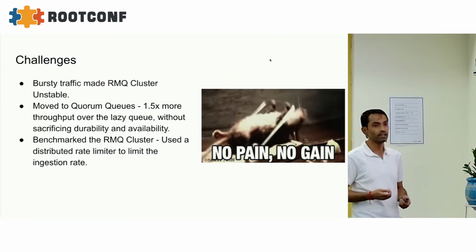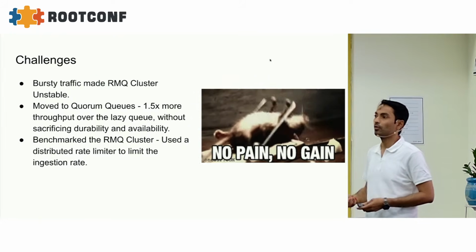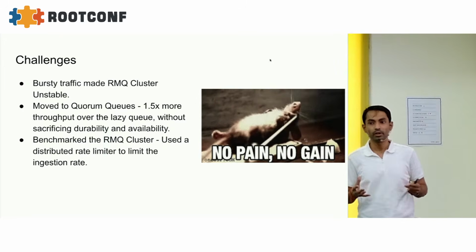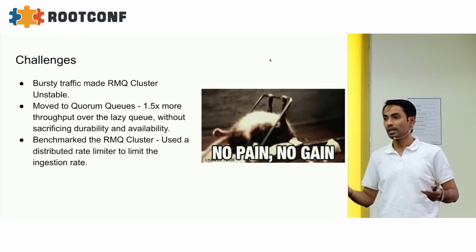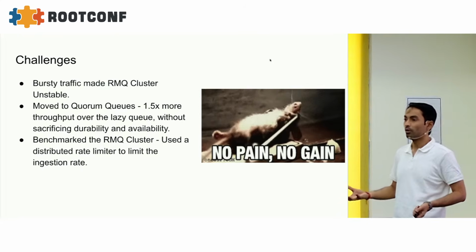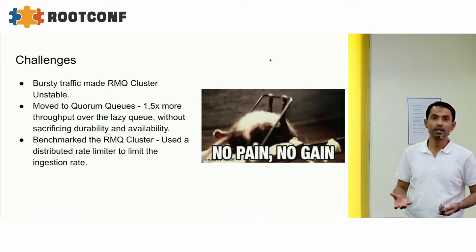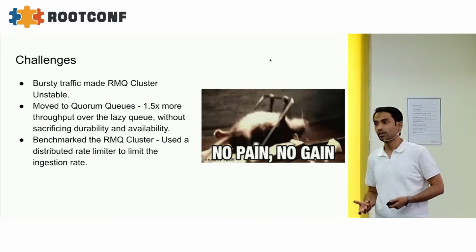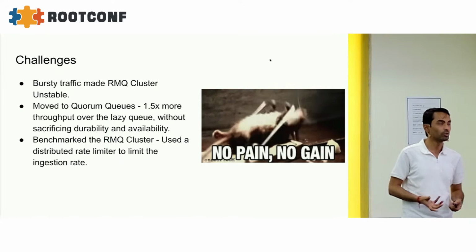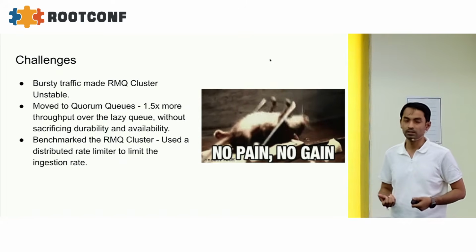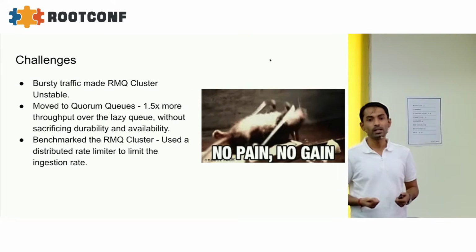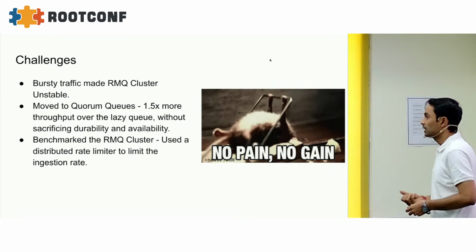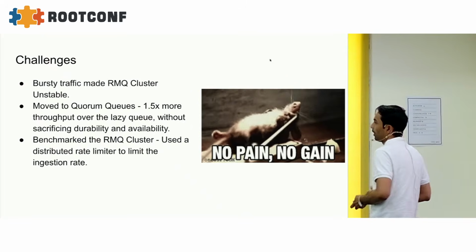Quorum queues are a different type of queue, recently introduced in RabbitMQ. They are based on the Raft protocol, which enables high throughput without sacrificing durability or availability guarantees. Just by moving to quorum queues, we received around 1.5x more throughput over the previous default lazy queue. We heavily benchmarked our RabbitMQ cluster based on our production scenarios and tried to find our breaking point.